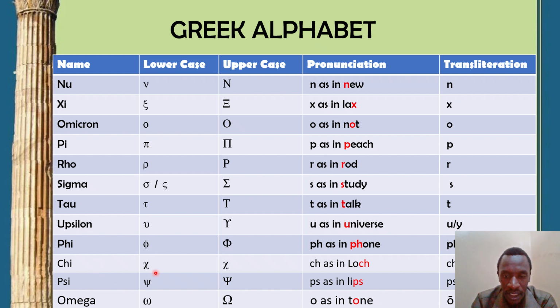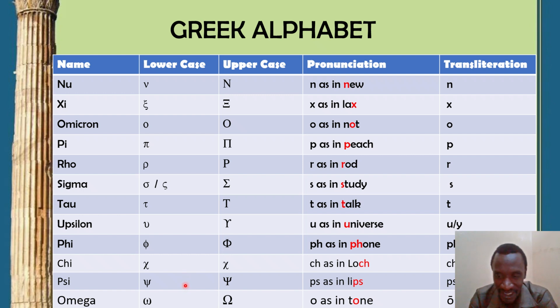And you see like in loch, and that's the way it is written. It looks like X, but not really like X, but it somehow looks like it. And then the next one that we have here is psi. So look at this letter psi. Psi is also written like this, and it has a PS sound, like in lips, ps, like lips.